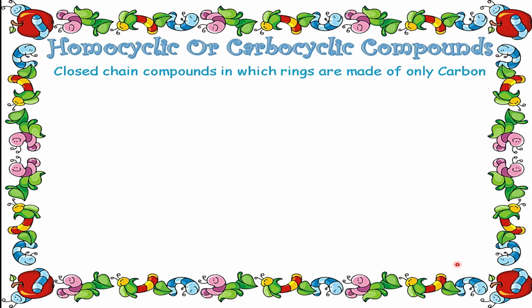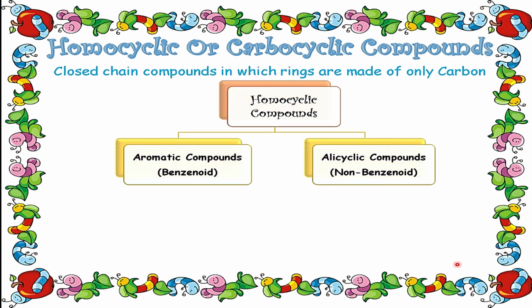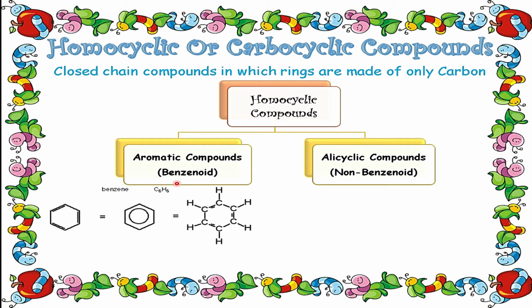Homocyclic or carbocyclic compounds are closed chain compounds in which rings are made up of only carbons. They are further classified into two branches. Aromatic compounds, they are also known as benzenoid compounds. Alicyclic compounds, non-benzenoid compounds. These benzenoid compounds are benzene containing compounds. Benzene is a cyclic compound with the formula C6H6.